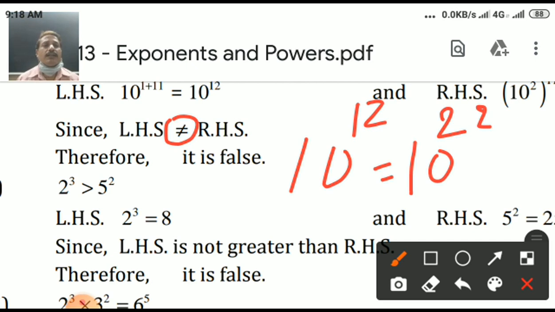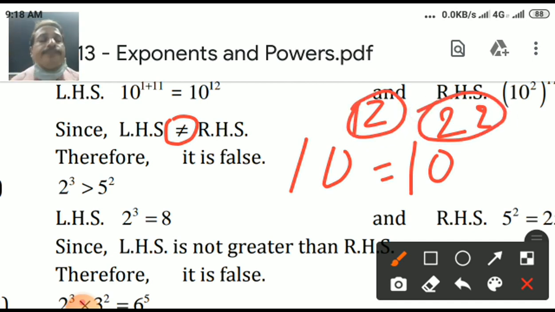By simplifying, I can get it. This one, are they both equal? No. Check both these exponents. 12 and 22 are never equal. Is it? Good.